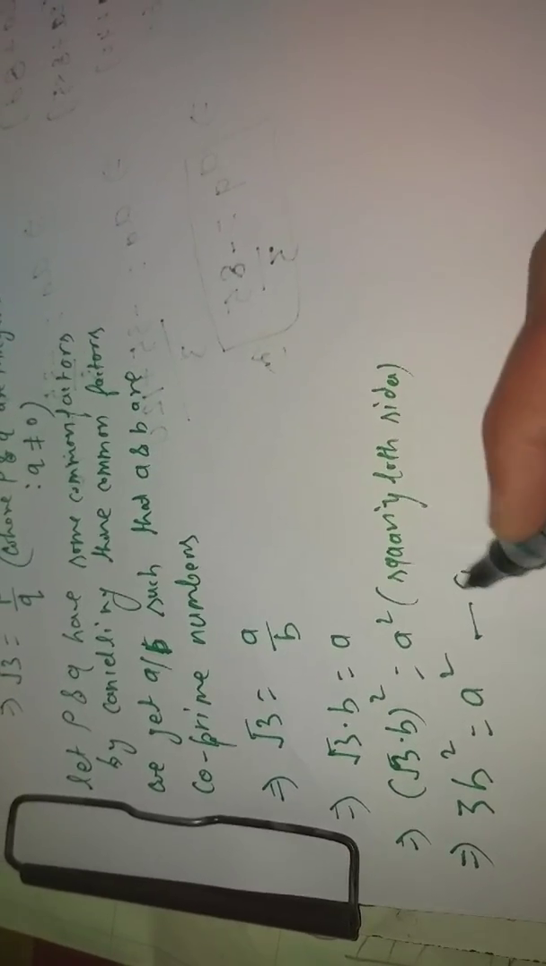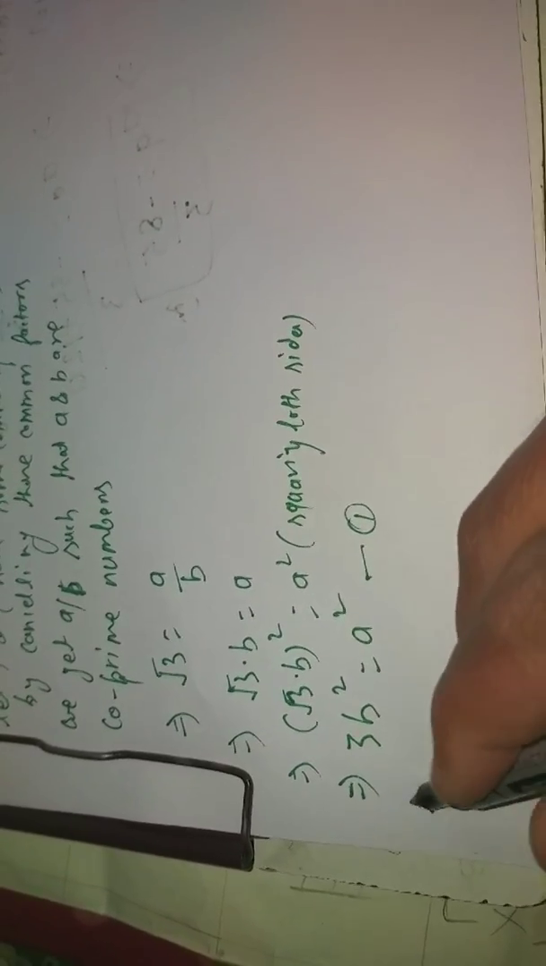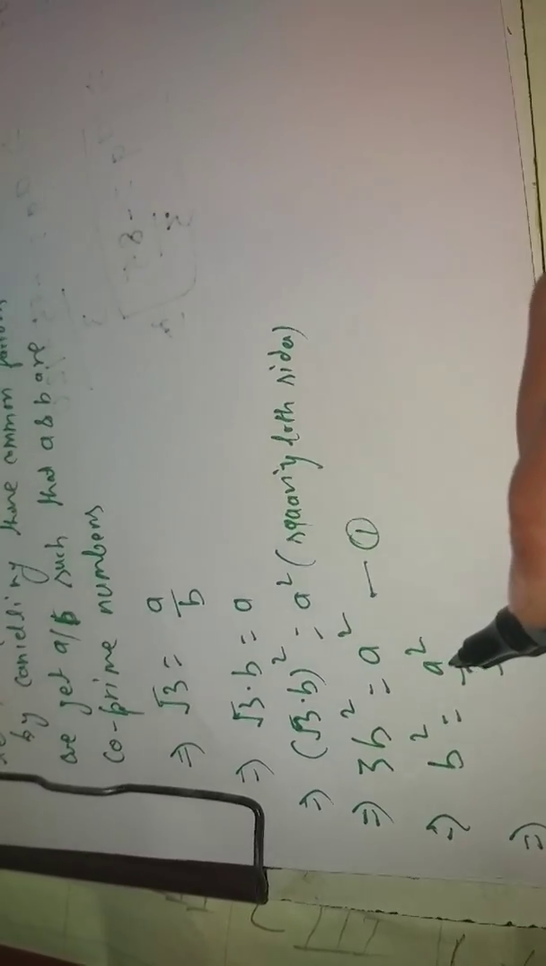This you assume as equation number 1. Now what I am doing, just have a look here. It implies b square, this 3 will divide there, b square will be equal to a square by 3. Now what does this mean? This implies that a square divided by 3, means 3 is dividing a square. 3 divides a square.